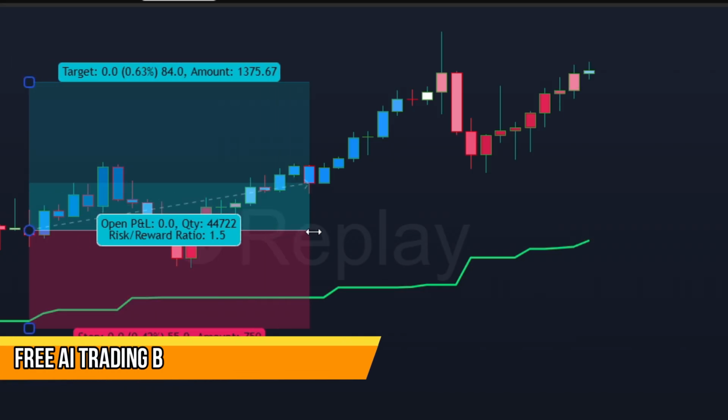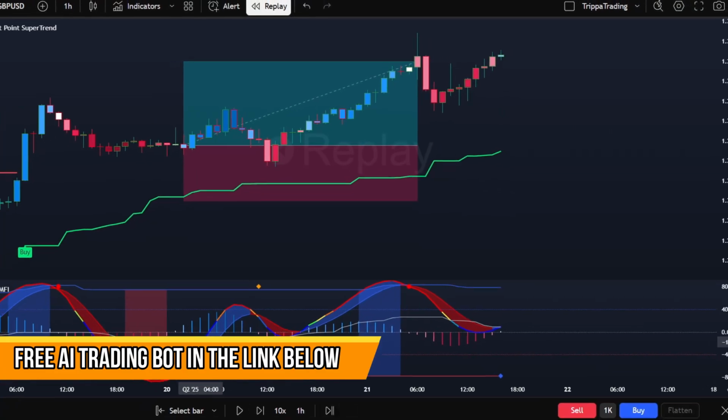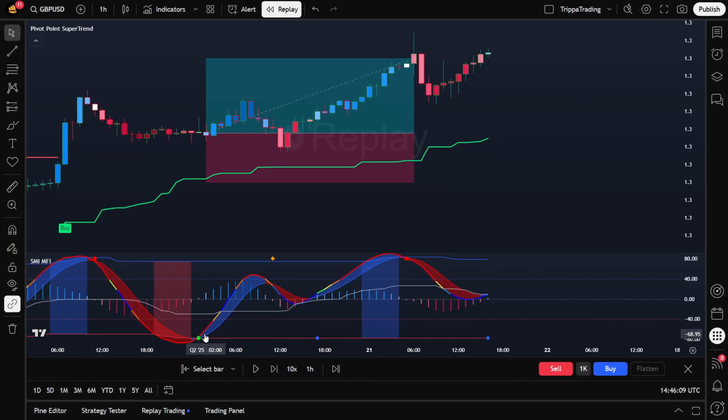A good tip here: whenever the SMI MFI line crosses back above from below that dynamic level and super trend is green, it's a solid opportunity to jump in with the trend, especially if it happens after a short pullback.